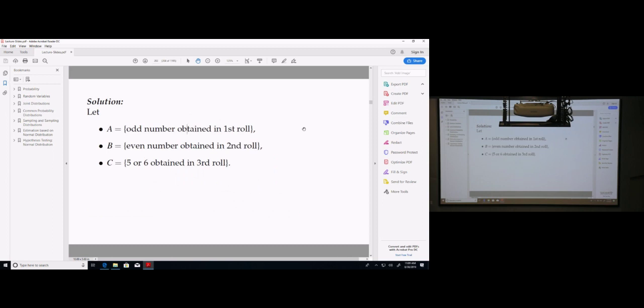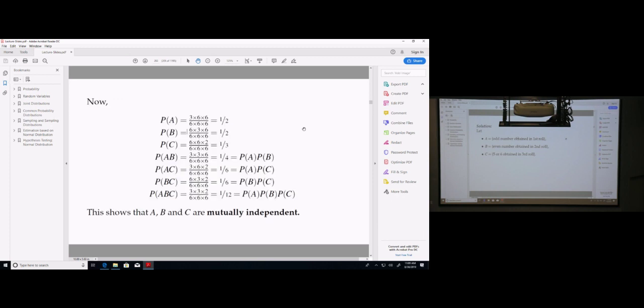A intersect B is you get an odd in the first roll and then an even. So here, the 3 is referring to the 3 odds that you can have in your first row. And then this is the 3 even numbers that you can get in your second row. And you have no constraint on the third row, so you have 6. So as a result, it is 1/4. And 1/4 matches the product of these 2, half and half.